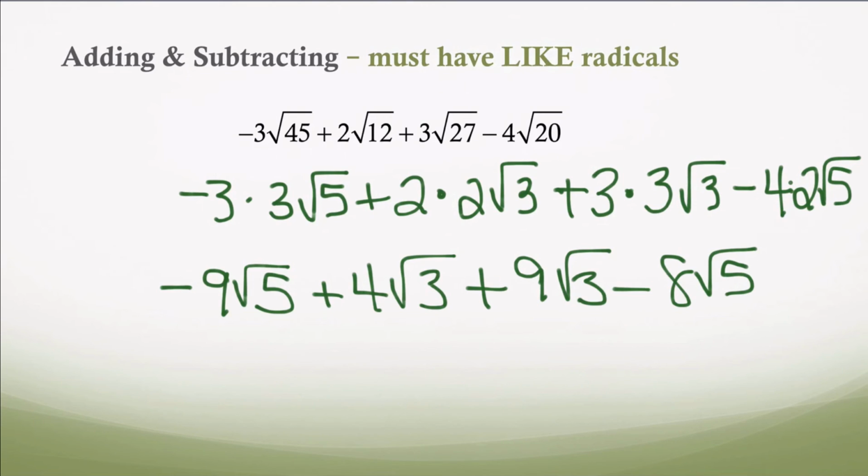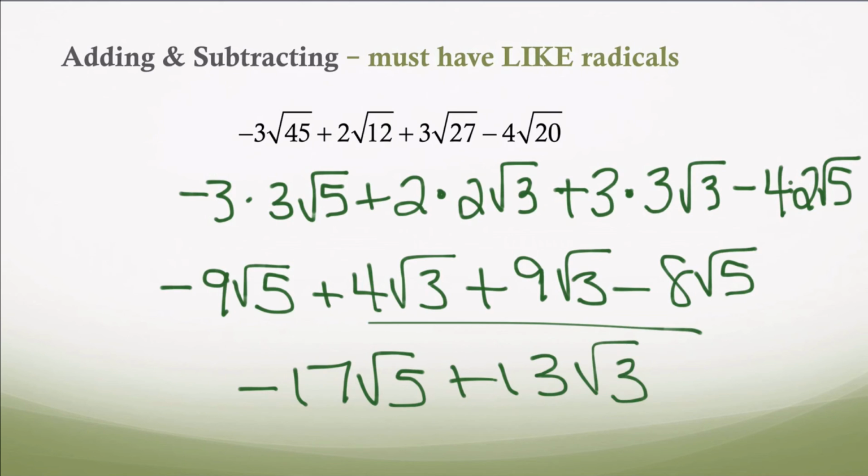Just like if we had variables, we would combine like terms. The same thing we're going to do here with the radicals. It really doesn't matter what order you put them in. So I'm just going to do the square root of 5s first. Negative 17 the square root of 5 plus 13 the square root of 3. Notice how I only was able to combine the square root of 5s with each other and the square root of 3s with each other. At this point, this is as simplified as it gets.